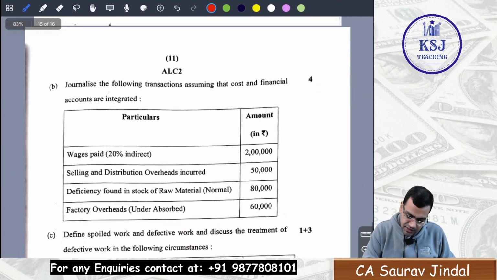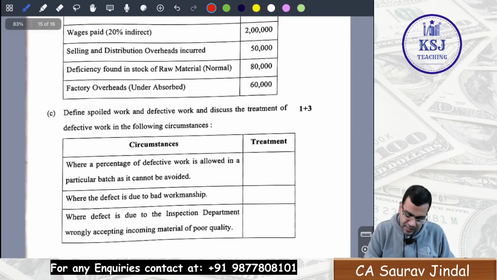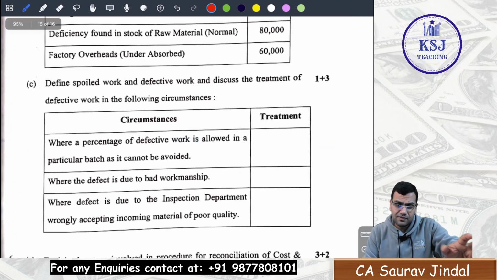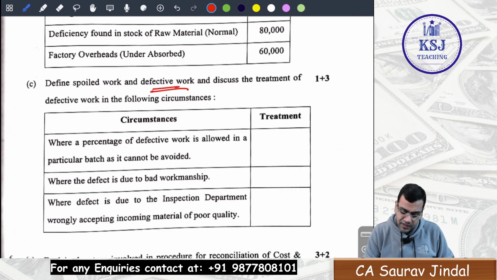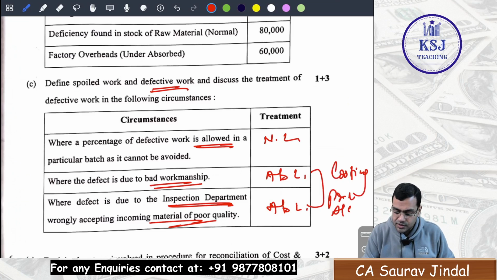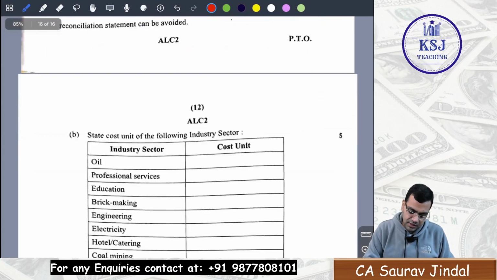Sir, this was easy. Journalize the following transactions on integrated books they have asked. So it was easy. Define the spoilage and defectives, part of a theory part for material costing. Defectives. If it is allowed, then it is a normal loss. If it is due to bad workmanship, abnormal loss. If it is due to inspection department, again it is an abnormal loss. Abnormal loss will always go to costing P&L account. This we have to remember, sir. Right, this is what is required to be mentioned. Then last is just a theory question.